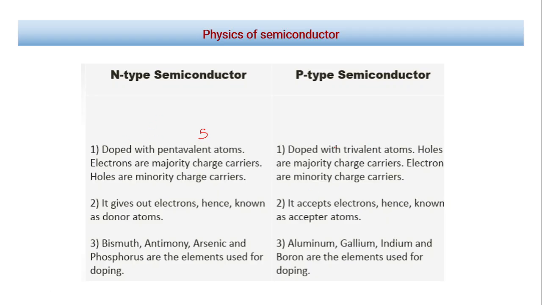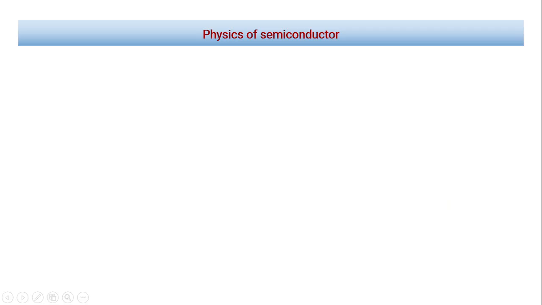A p-type semiconductor is doped with trivalent atoms, that is, atoms which have 3 valence electrons. Holes are majority charge carriers, electrons are minority charge carriers. It accepts electrons, hence it is known as an acceptor atom. Examples: aluminium, gallium, indium, and boron. Yeah, boron. These elements are used for doping. These were the basics of semiconductors.